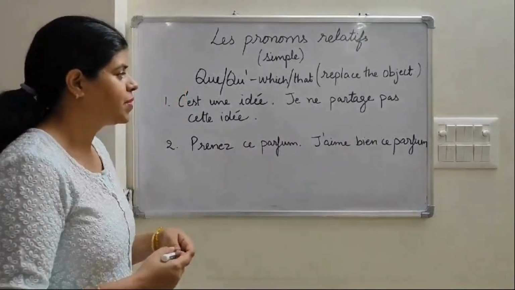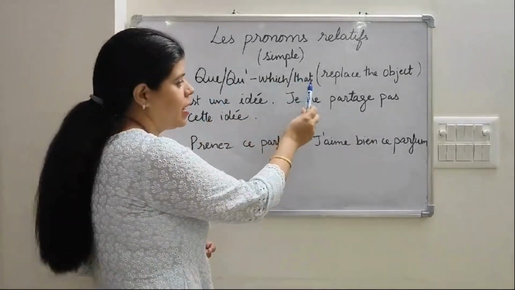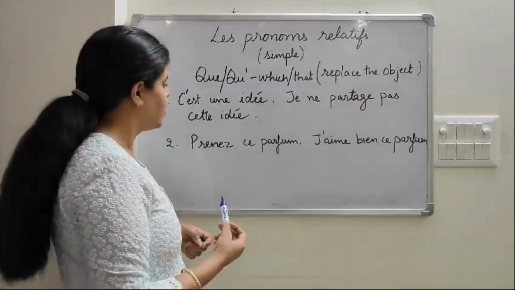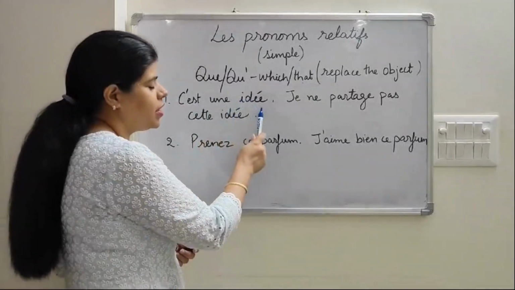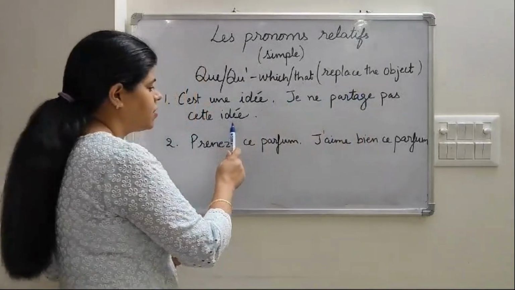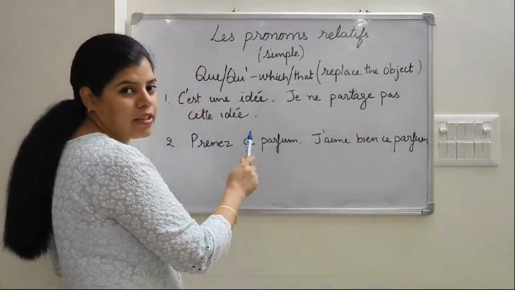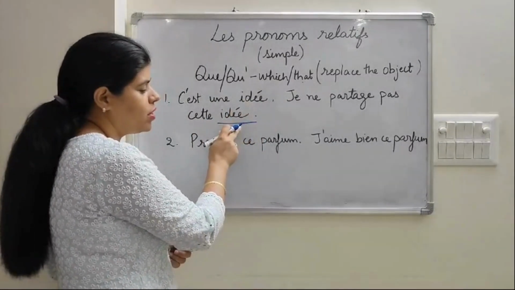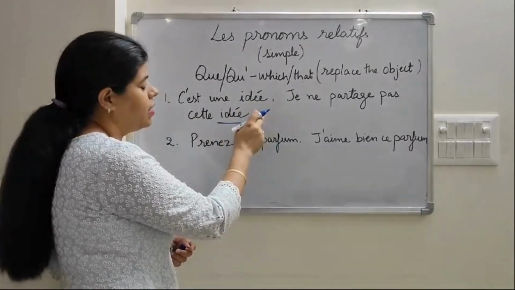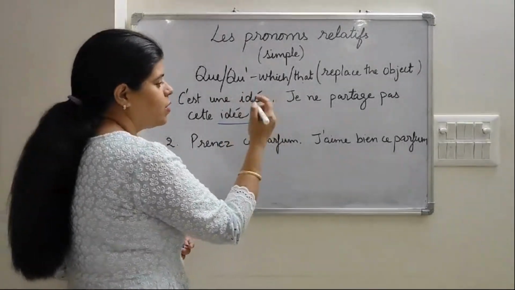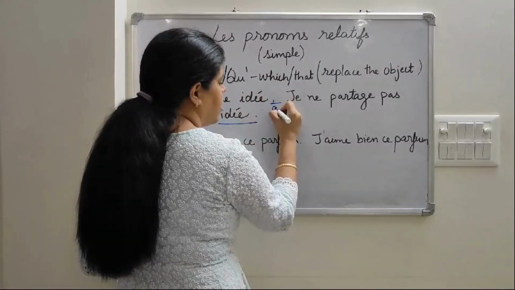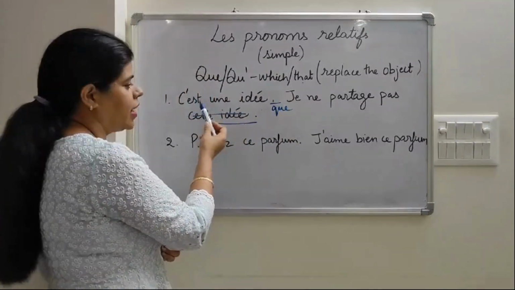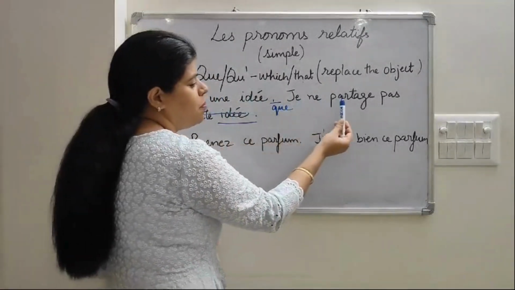Next one is que. Que means which or that. Now this is used to replace the objet direct in the sentence. For example, if I say c'est une idée, je ne partage pas cette idée. So what is the object in the second sentence? Idée. And this is being repeated also. So in order to avoid this idée in the sentence, I'll use que. And when I use que here, then I will remove this from the sentence. So my answer would be c'est une idée que je ne partage pas.